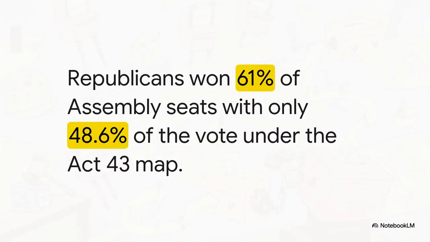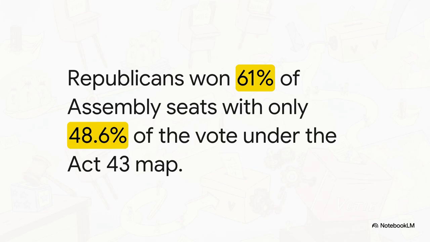So how do we actually score this game and mathematically prove if a board is rigged? Well, let's look at a real-world example from the 2012 Wisconsin legislative elections under what was called the Act 43 map. In this election, the Republican Party claimed 61% of the 99 assembly districts. But here's the kicker. They accomplished this despite only winning 48.6% of the statewide two-party vote. A little minority of the popular vote translated into a massive supermajority of the seats.